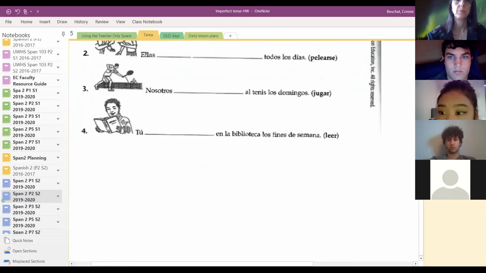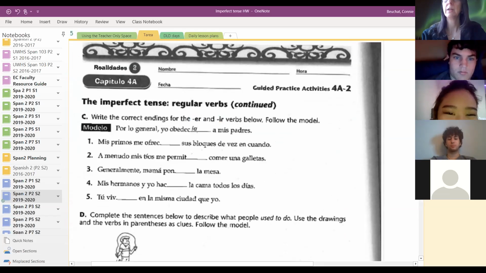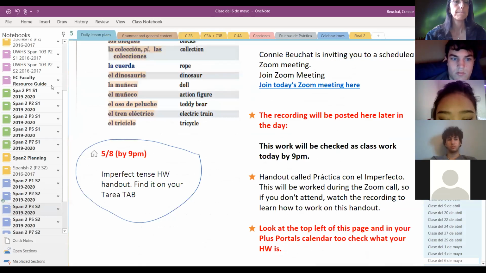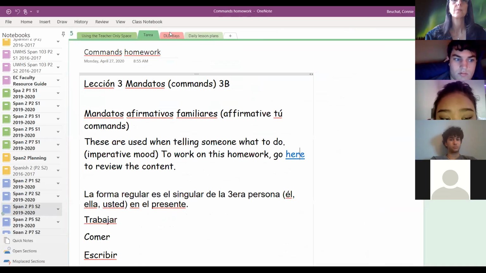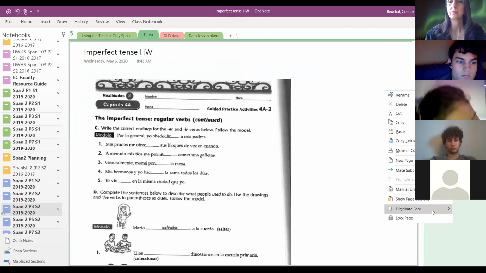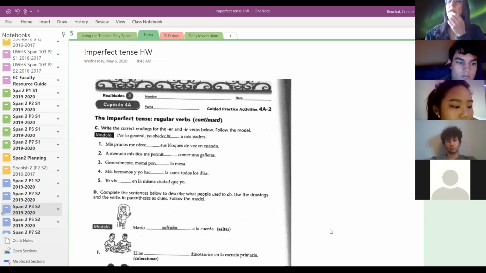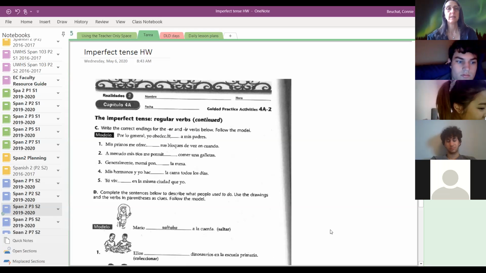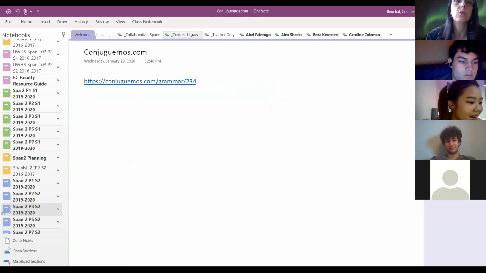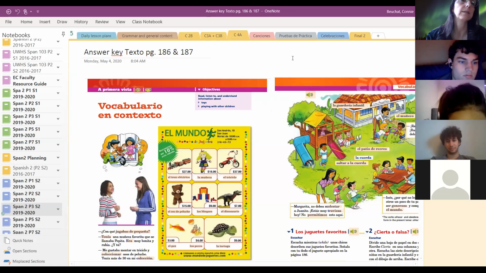I am going to put your homework right on your Tarea tab, because I have not done that. Give me 1 minute here. I am distributing your Tarea on your Tarea tab, called Imperfect Tense Homework. You can't do it right now because this is exactly the new thing that we are going to be working on. We need to pay attention to how it works, and then you can do your homework.